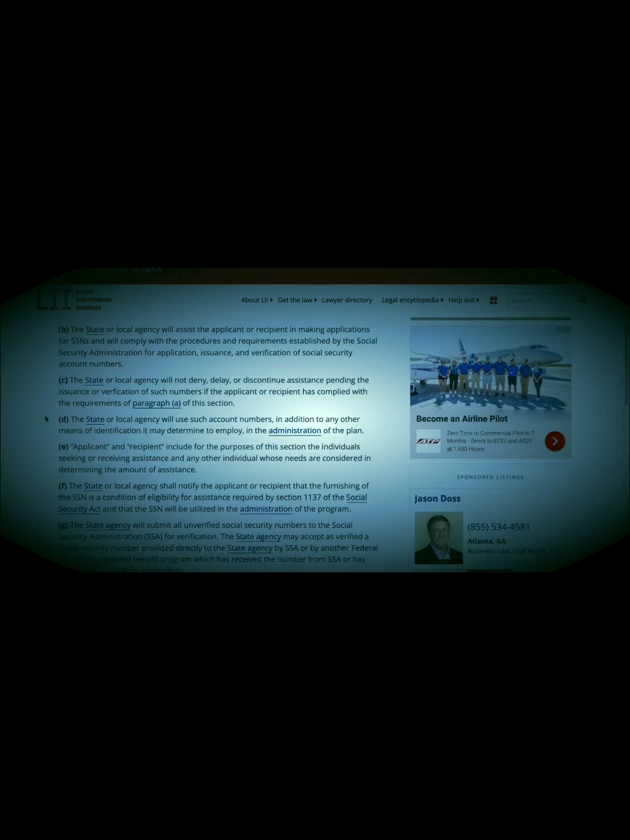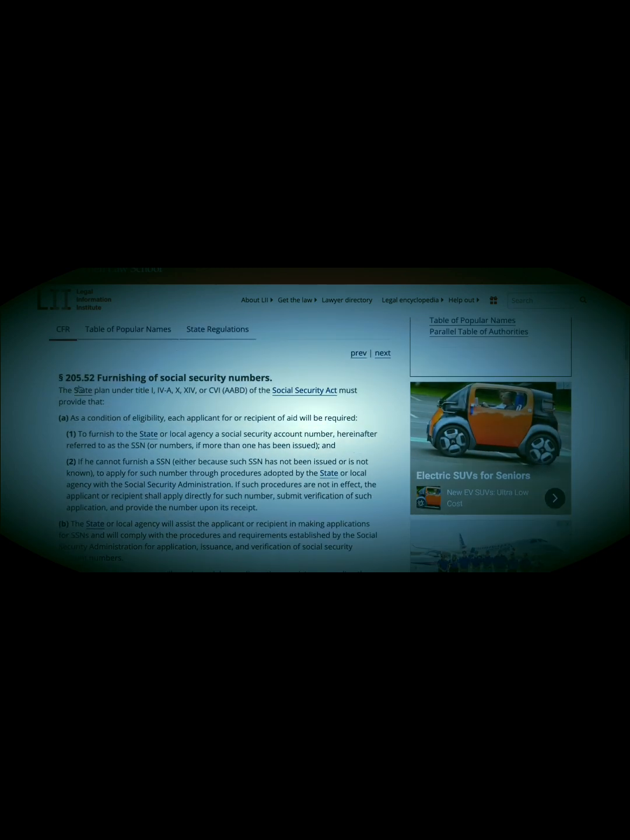Okay, do I need to read this whole thing? I don't need to read this whole thing. I just want to show y'all that they have to have the Social Security number for anyone to be eligible for any one of these plans right here. Okay, now we're gonna move forward. Back to right here. This is the procedure right here.